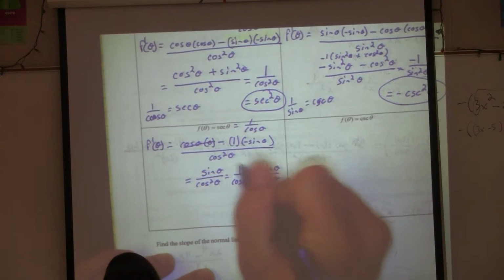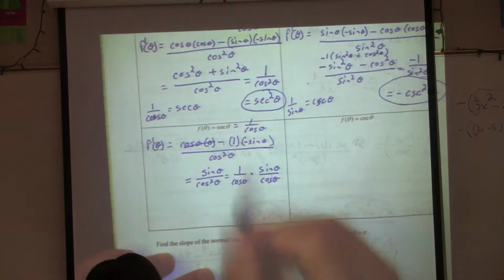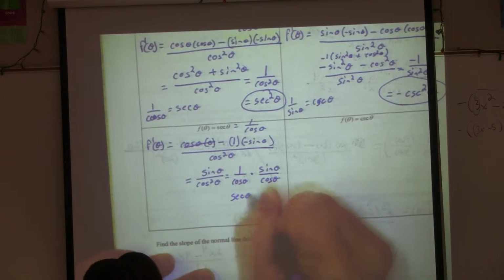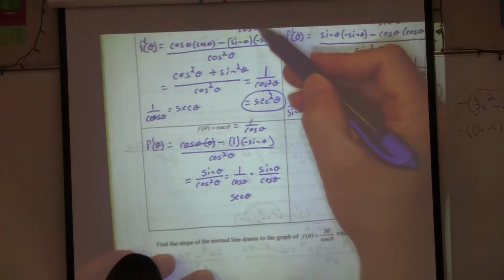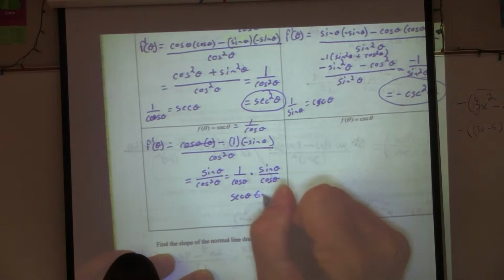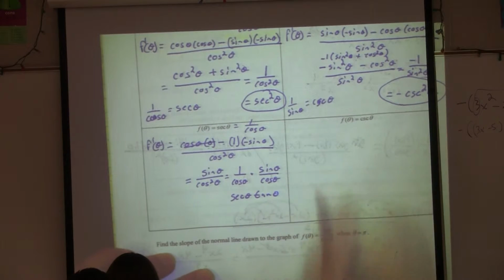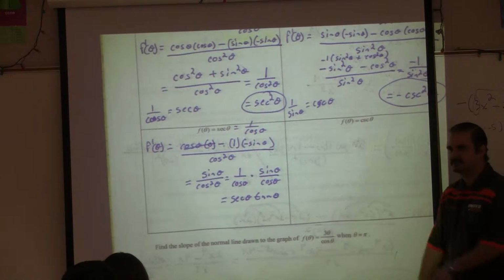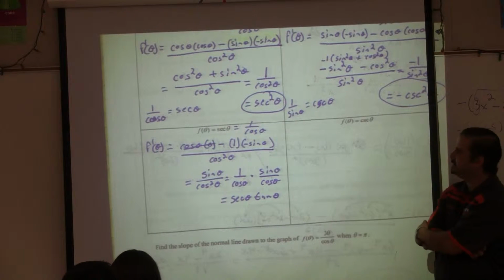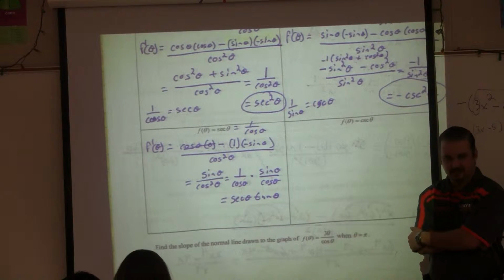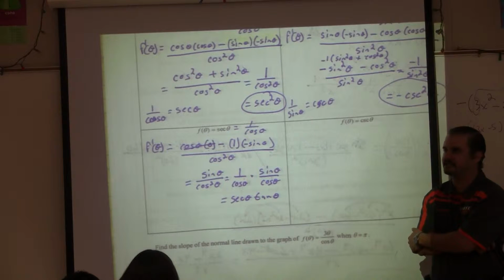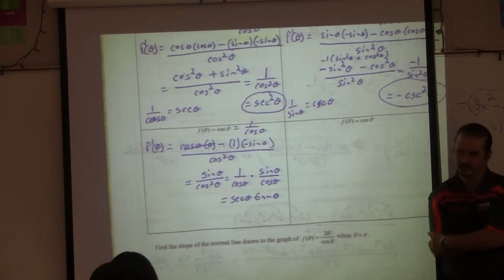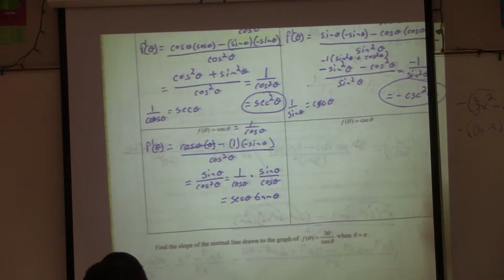So we know 1 over cosine is what? Secant, that's what we started with. And sine over cosine, we did it up here, was what? Not secant squared, tangent. The derivative of tangent is secant squared. Did we find the derivative of secant? Yeah. What's the derivative of secant? Secant theta tangent theta.